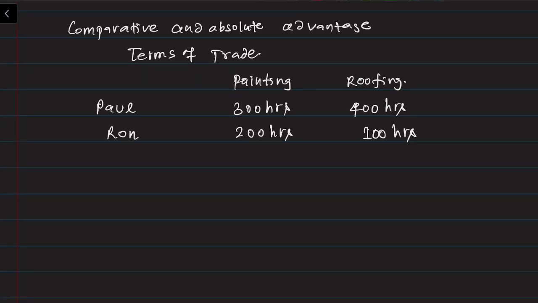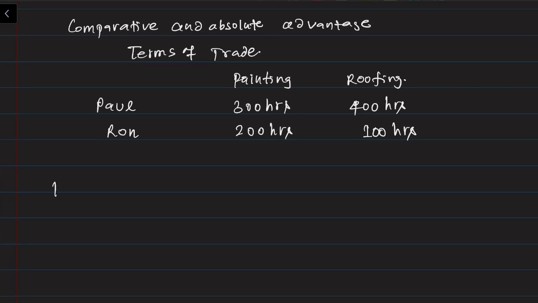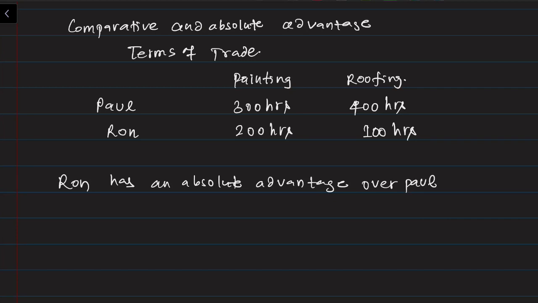So looking at these numbers, we can clearly see that Ron has an absolute advantage over Paul at both painting and roofing, which means that Ron takes fewer hours to perform each task than Paul does.